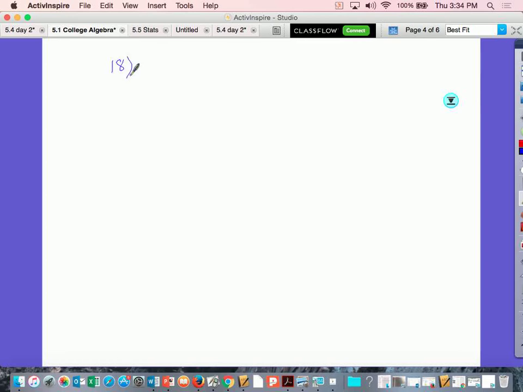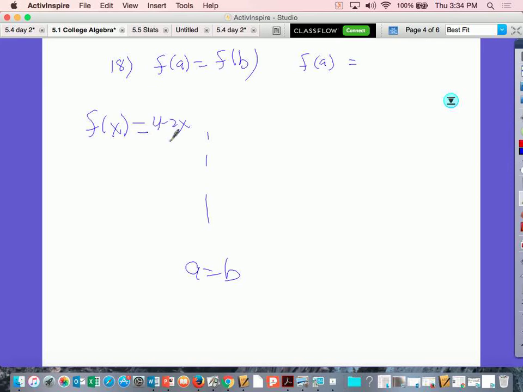So on 18, start off with f of a equal to f of b and end up with, no counterexample, a equals b. Okay, so 18. So what would f of a equal? Well, hopefully you understand that when you plug a into the function, and again, I'll rewrite the function here. The function is f of x equals 4 minus 2x. So f of a is going to be 4 minus 2a.